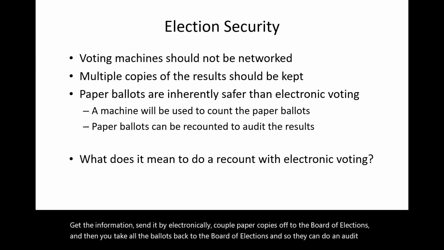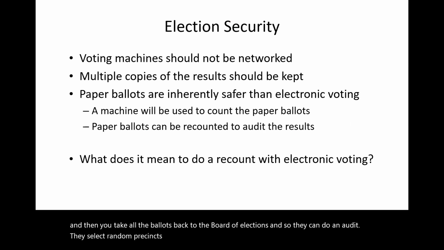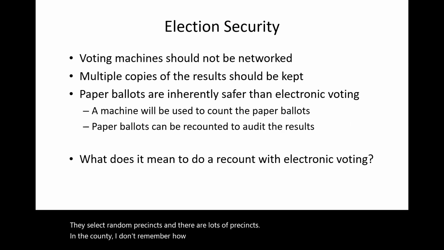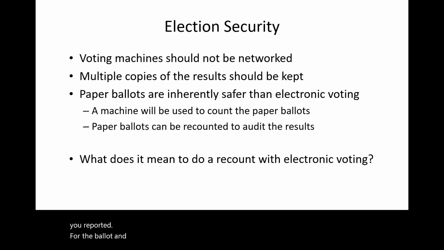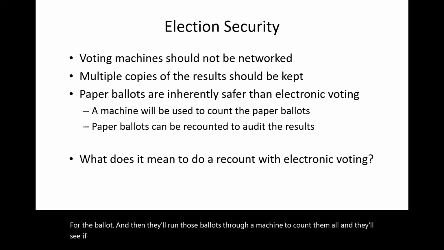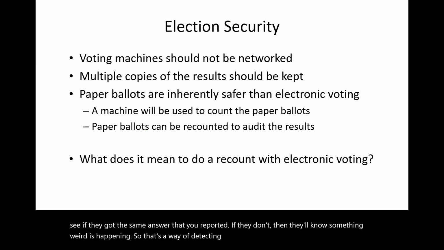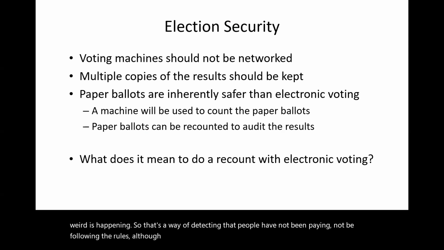They select random precincts, and there are lots of precincts in the county. I don't remember how many. They'll say this precinct, and they'll look at what you reported for the ballots, and then they'll run those ballots through a machine to count them all, and they'll see if they get the same answer that you reported. If they don't, then they'll know something weird is happening. So that's a way of detecting that people have not been following the rules. Although there are also people involved too.